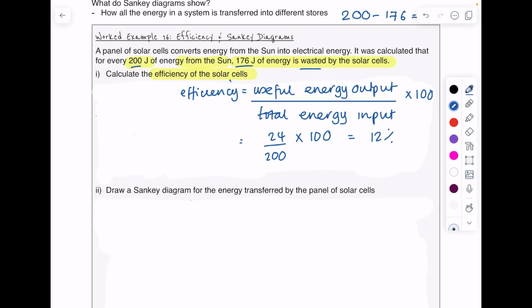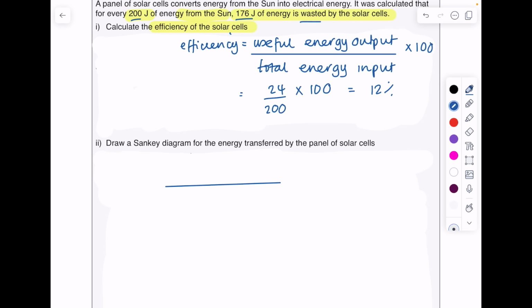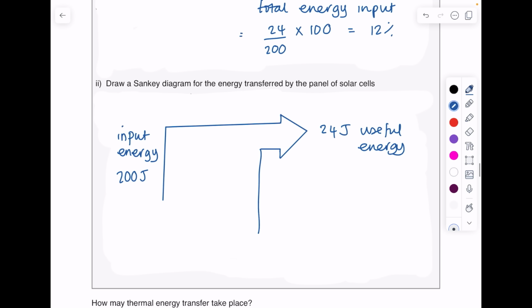Draw a Sankey diagram for the energy transferred by the panel of the solar cells. So draw your Sankey diagram as accurately as you can. The width of the arrows is very important. So I'm going to call this my input energy, which was 200 joules. My useful energy is an arrow coming out to the right like this. So this, remember, was 24 joules of useful energy, and we want to show a much wider wasted energy. So here's our wasted energy arrow.